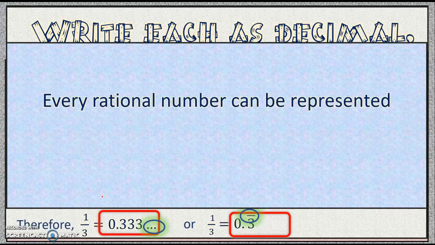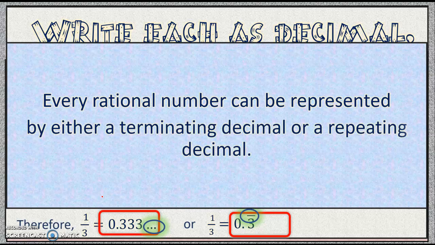Every rational number can be represented by either a terminating decimal or a repeating decimal.